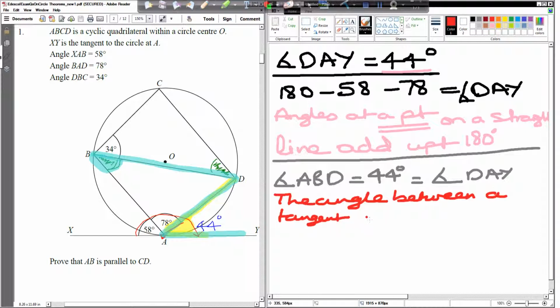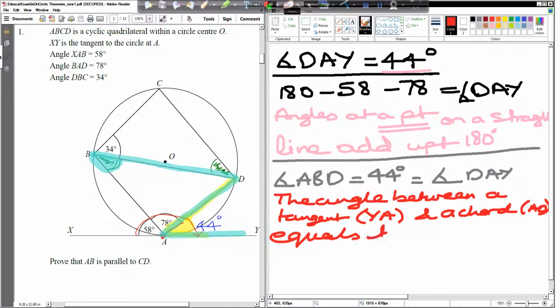Where's the tangent? I'm going to put mine in brackets. My tangent YA and a chord. Where's the chord? Which part is the chord? That's the chord AD. Okay, equals the angle in the opposite segment.